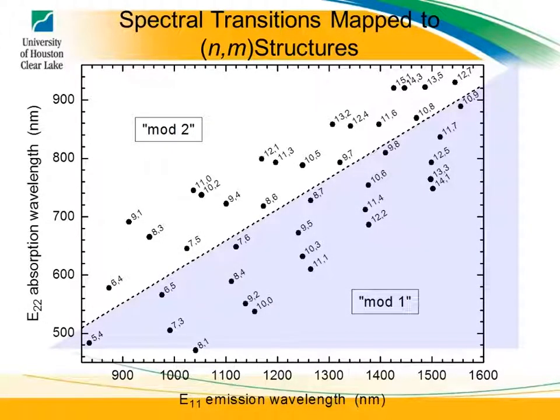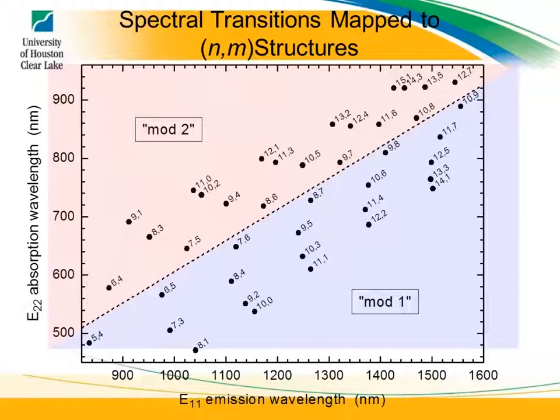And you can divide all these up into two different categories. Notice all of the mod 1 tubes are below this dotted line, and all of the mod 2 tubes are above the dotted line. What's also very interesting is under strain, you're stretching the nanotube out, so there's some chirality to it. You're actually stretching it to make it look more armchair-like. This dotted line would be, if they were semiconducting, where the armchair nanotubes would be.